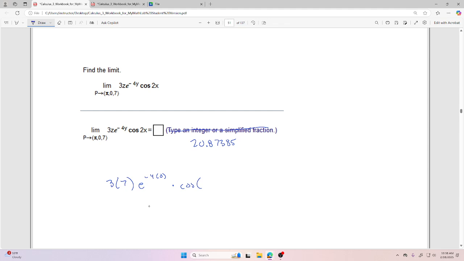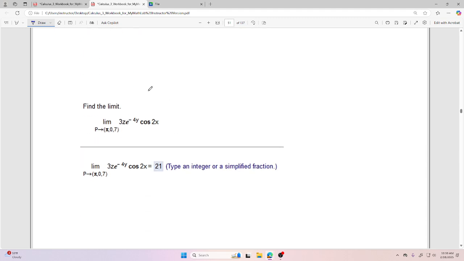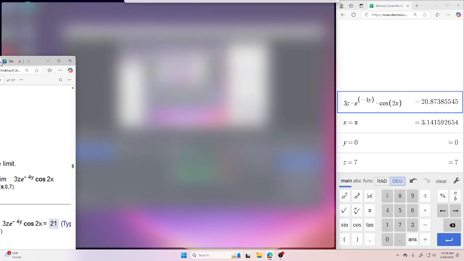21? Oh, for reals? Okay, so 21, and then e to the 0 is a 1, and cosine of 2 pi is a 1. Oh, okay. So let's flash the answer. Yeah, okay. So why did Desmos give it to me wrong?